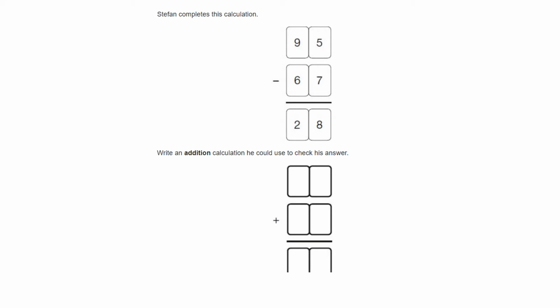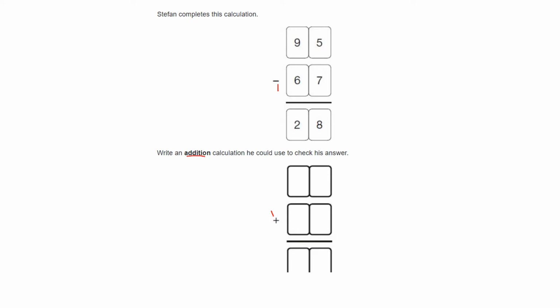If we have a look at this question here, we've got Stefan completes this calculation. Write an addition calculation he could use to check his answer. So you're doing the opposite because you know the opposite to subtraction is addition. So take a minute and decide, what could your addition be? Now, if we look at Stefan's calculation, we've got 95 take away 67 equals 28. This time we're going to do an addition.